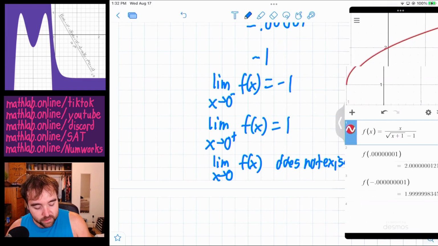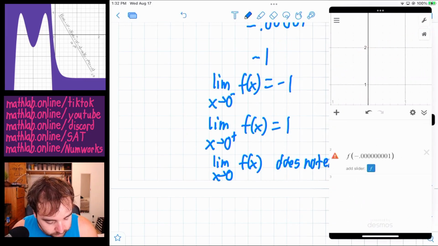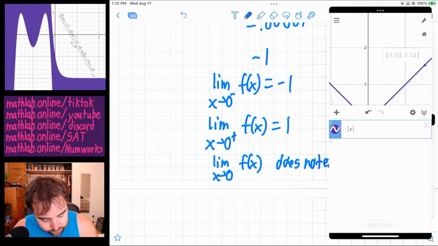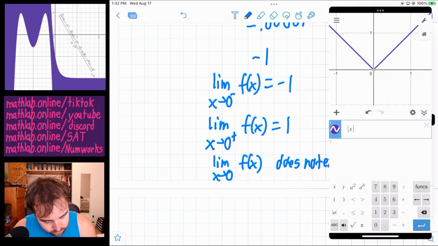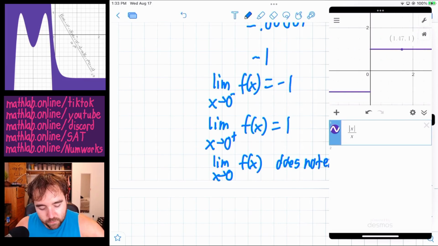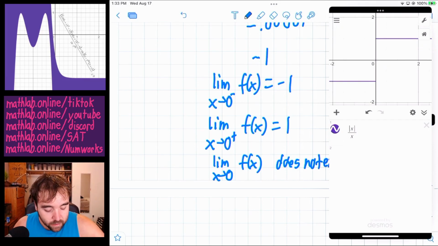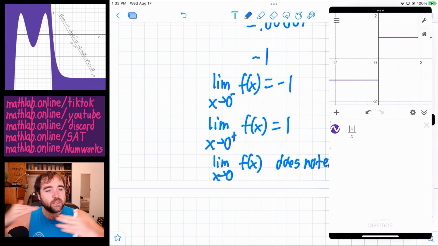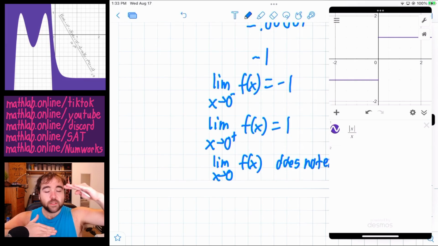And let's just go back to Desmos real quick, and we can just take a gander at that graph. Because if we have the graph, absolute value of x over x, you can see that's what it's doing. It's just 1 whenever x is positive, and it's negative 1 whenever x is negative. And so what is it approaching as x approaches 0? Well, you can't really say, because it's approaching two different things from both sides.